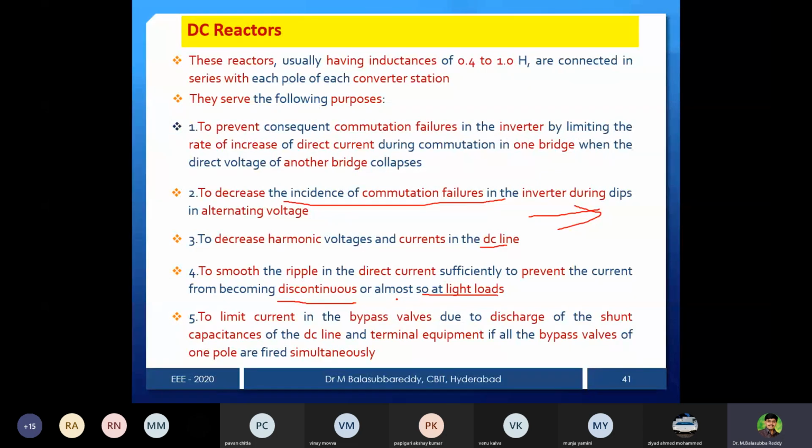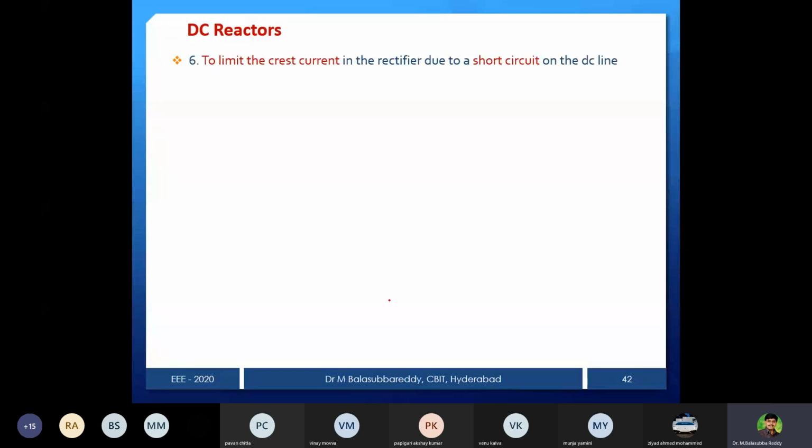The fifth one is to limit the current in the bypass valves due to the discharge of the shunt capacitances of the DC line. The bypass valves of one pole are fired simultaneously. In the previous class, I think we discussed the bypass valve. Whenever any valve fails, we make use of the bypass valve, and the current in the bypass valves also has to be minimized to some extent. This concerns the discharging of the shunt capacitance, because the DC transmission line also has shunt capacitance. These are all about some of the functions.